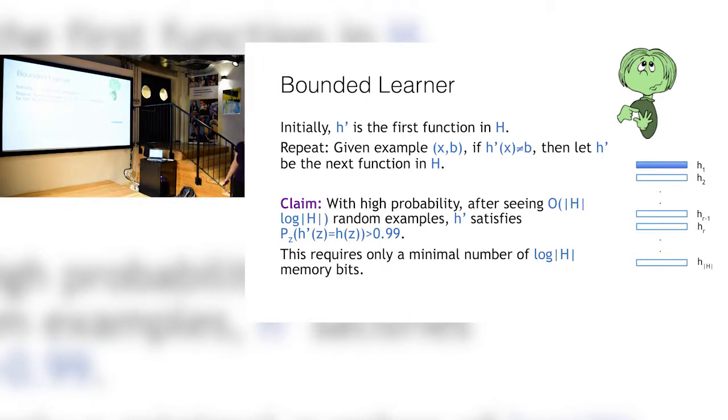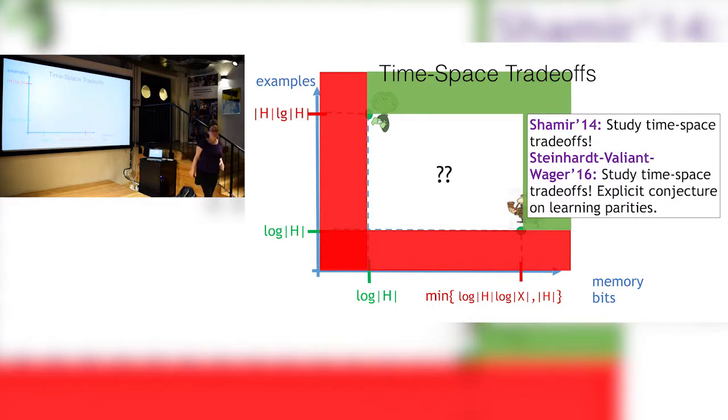Let's analyze its parameters. In the worst case, the hypothesis which is close to the correct one may be the last one. So we must use about H examples, which is pretty bad. But the good thing about it is that we just need about log H memory bits, just the index of the correct hypothesis, which is really small, the smallest thing. Okay, great. So let's put what we have in one table.